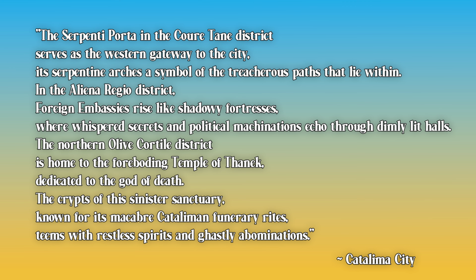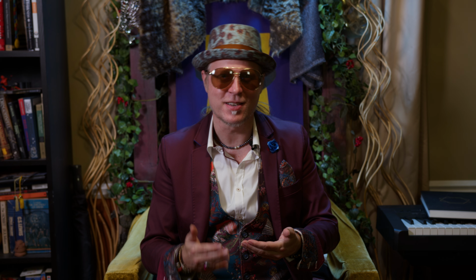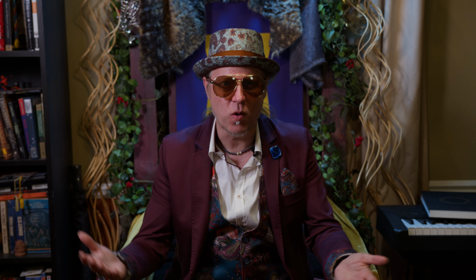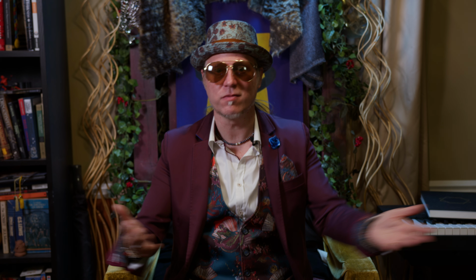lit halls. The northern Oliva Cortile district is home to the foreboding Temple of Thanek, dedicated to the god of death. The crypts of this sinister sanctuary, known for its macabre Cataliman funerary rites, teems with restless spirits and ghastly abominations. These locations have purpose, personality, and stakes. Each one could anchor a scene or an entire adventure on their own.